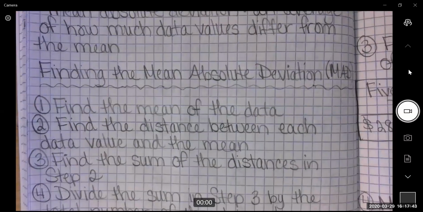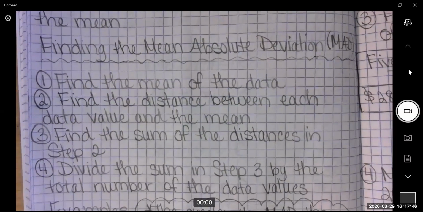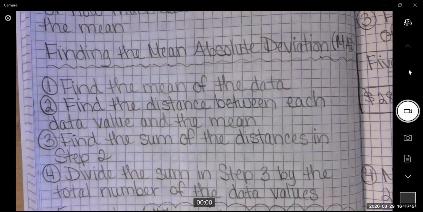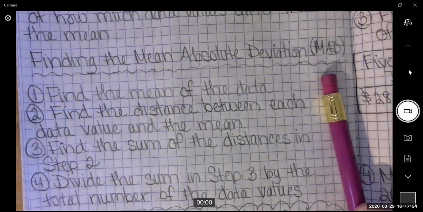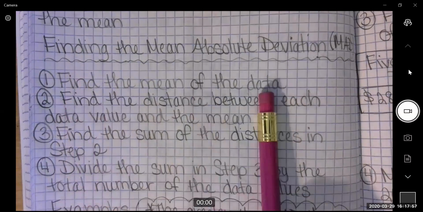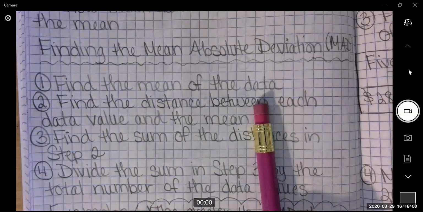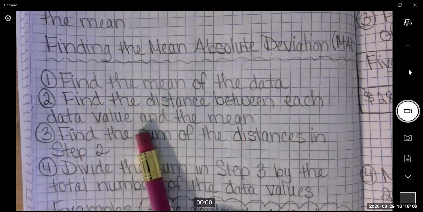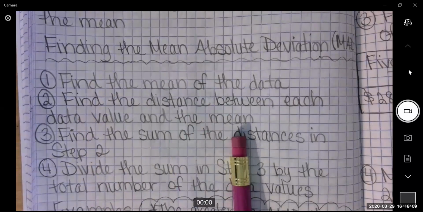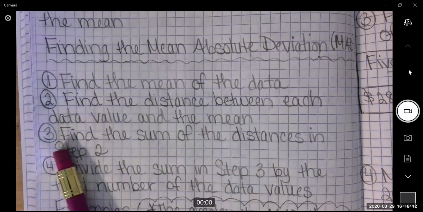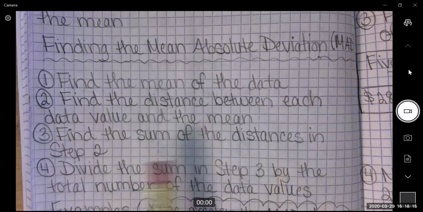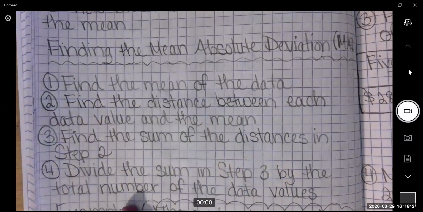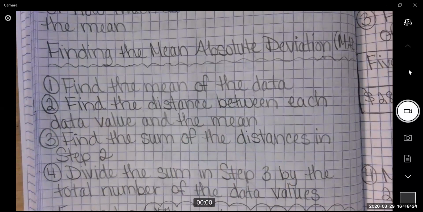So here are the 4 steps. And again, you're going to need to pause the video and get this into your book. Right? So finding the mean absolute deviation, or the MAD. First step, find the mean of the data. Remember, that's adding them up and dividing by the number of data. Step 2 is going to be find the distance between each data value and the mean. Don't worry, I'm going to show you what this looks like. Step 3, find the sum of the distances in step 2. And then step 4 is divide the sum in step 3 by the total number of the data values.